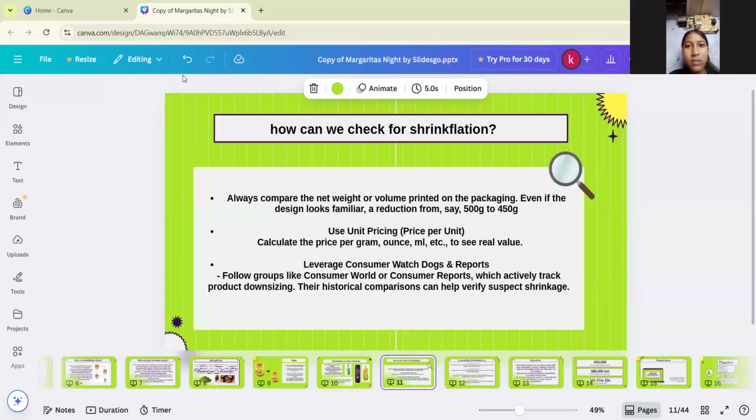Yes, so shrinkflation is where they reduce the quantity and the price stays the same, and skimpflation means the price is the same but the quality is not good.